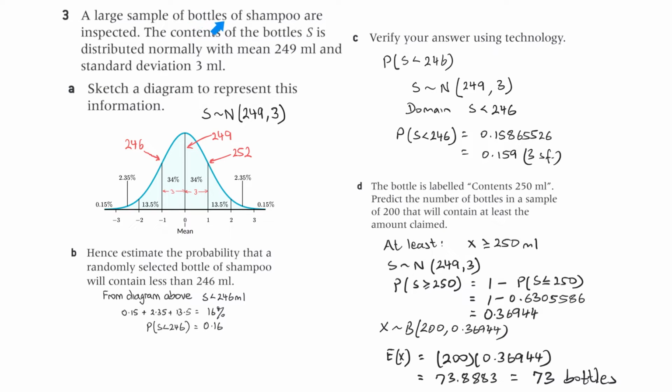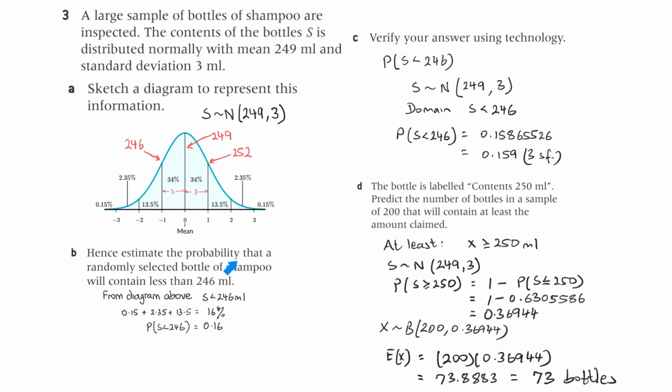Question 3. A large sample of bottles of shampoo are inspected. The contents of the bottles, S, is distributed normally with a mean of 249 mils and a standard deviation of 3 mils. A, sketch a diagram to represent this information. So I've written it like this. S is distributed normally, the mean is 249, the standard deviation is 3. So our center line is 249. One standard deviation is 3 plus 249, which is 252, and one standard deviation the other side is 249 minus 3, which is 246.